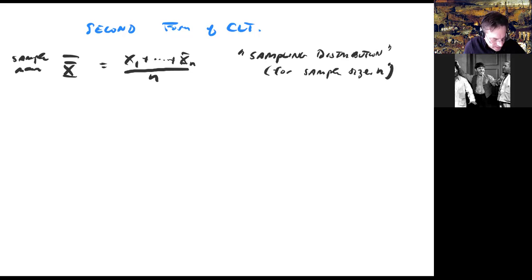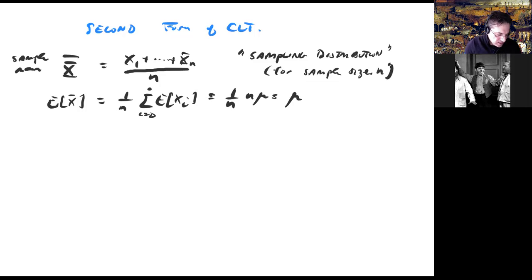Okay, so now we can easily compute the expected value of the sampling distribution. It's 1 over n, the sum of the expected values of the xi's, and I'm assuming that the xi's form, again, IID random variables. So this is going to be 1 over n. There are n of these, i goes from 1 to n, so it's n times mu, so it's mu. So the expected value of the sample mean is the mean of the xi's.